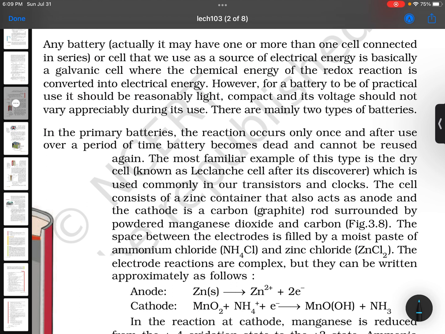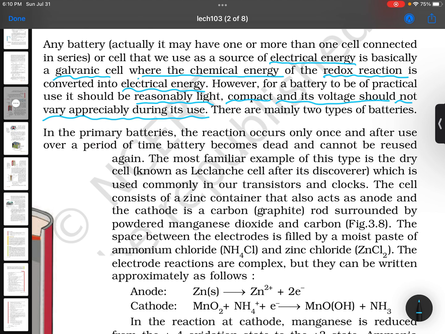Any battery may have one or more than one cell connected in series. The cell that we use as a source of electrical energy is basically a galvanic cell, where chemical energy is converted into electrical energy, and here we are going to have some redox reaction. However, for a battery to be of practical use, it should be reasonably lightweight, compact, small in size, and its voltage should not vary appreciably during its use. Okay, it should not vary much.